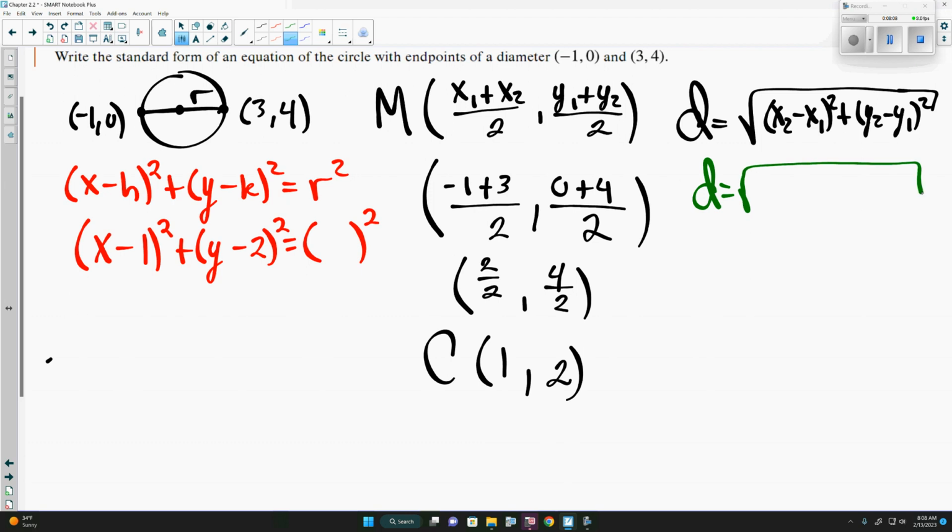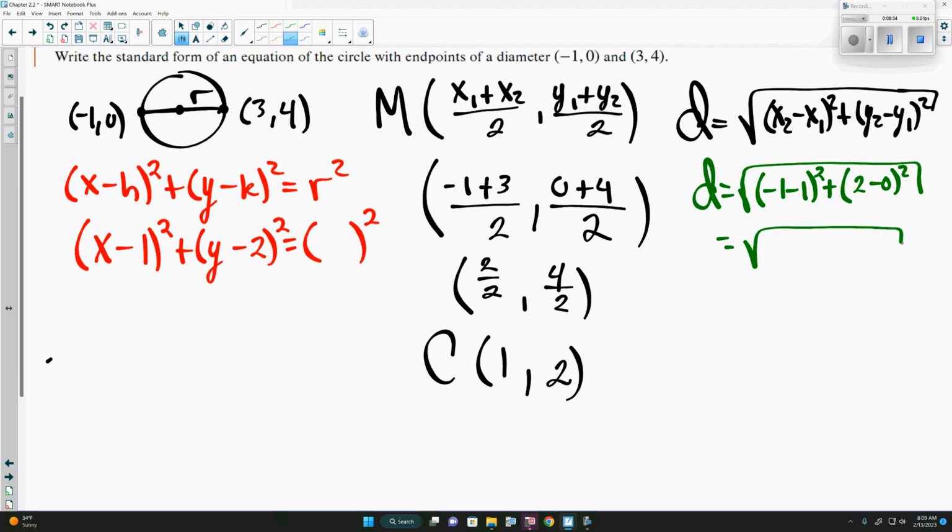Now we still need to find the distance, or in our case, the radius. Now I would use one of our 2 points, either -1, 0 and 1, 2, or 3, 4 and 1, 2. I'm just going to use -1, 0. Because we have -1 minus 1 squared plus 2 minus 0 squared.